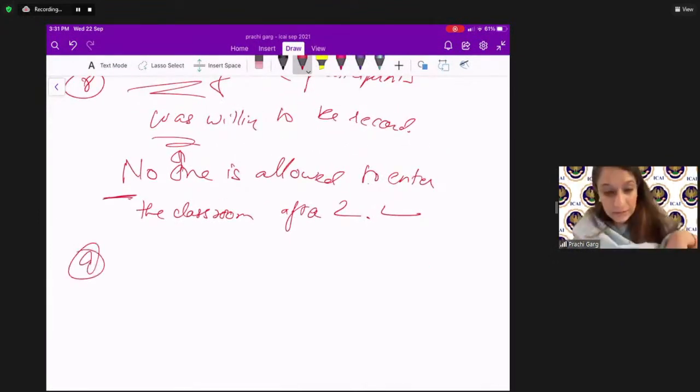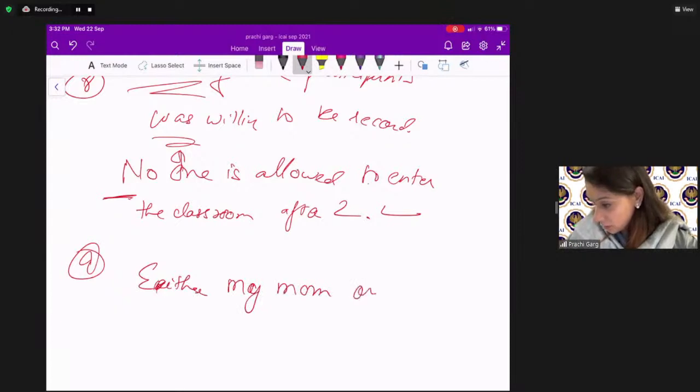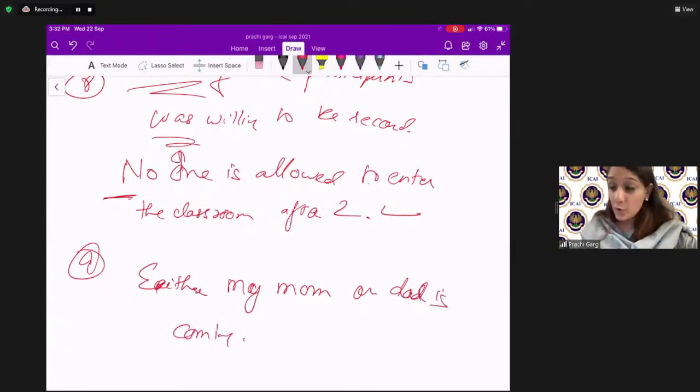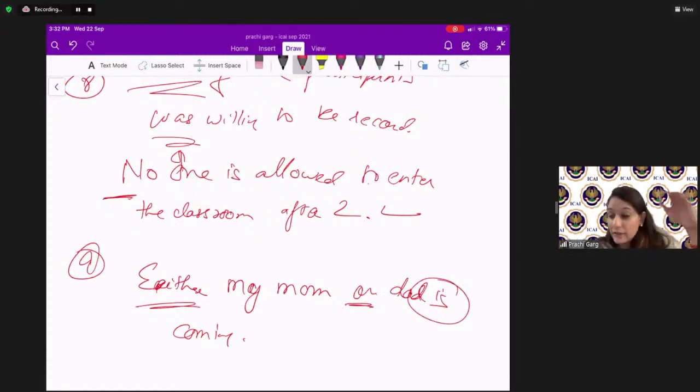So the ninth one is if the subjects are both singular and connected by or. Either my mom or my dad is coming. So I'm talking about either my mom or dad, one person will come. So whenever there's either and or, we use is. If I say neither my mom nor my dad is coming, so no one is coming, not even one person is coming. Am I clear?